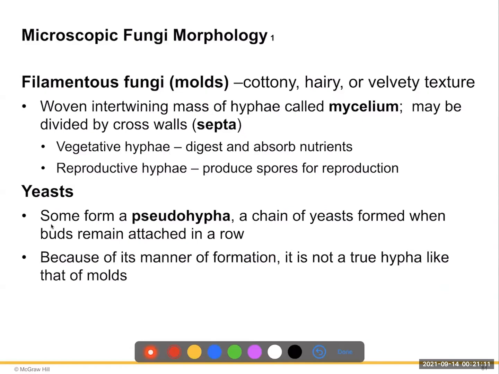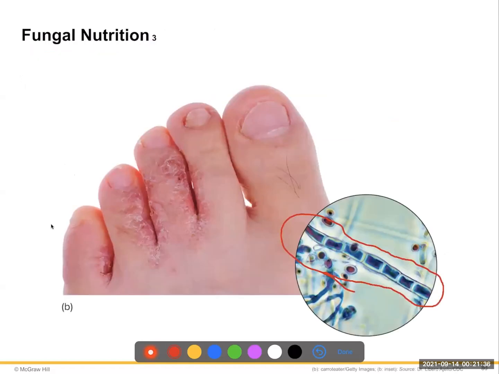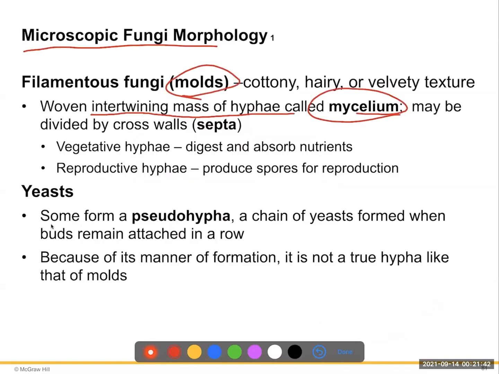Yep, exactly. Now, the microscopic fungi are the ones you can't see. There are filamentous fungi, which are molds. They have a cottony, hairy, or velvety texture. They're woven, intertwining, massive hyphae. Remember those long lines that we saw? Those are called mycelium. They may be divided by cross walls, which are called septa. Remember before, there's the septa here. Here are your cross walls. You can see these long forms of it. So the mycelium is the chain that's developing from the fungi. Those are your hyphae, divided by the septa.